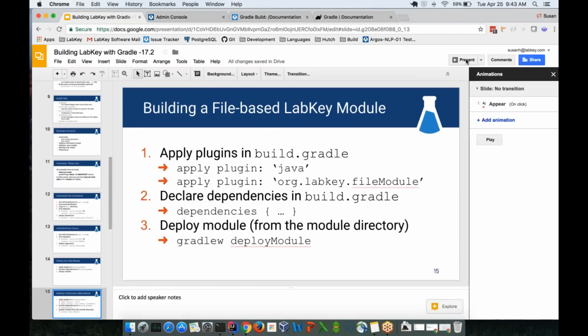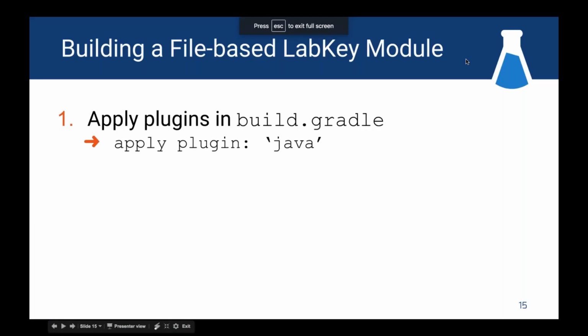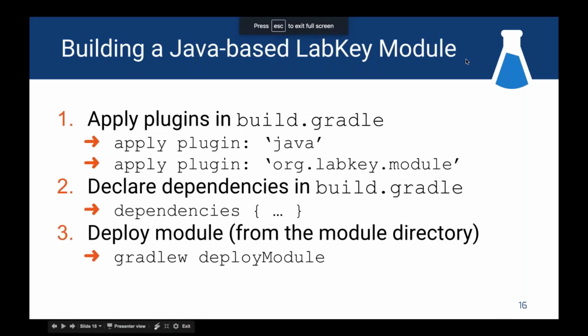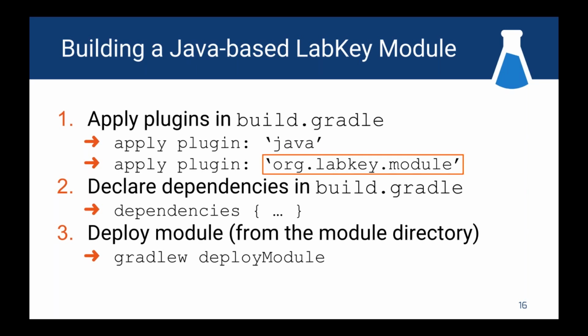So the next example is a Java-based module. Looks very much the same. The only difference is that you apply the Java plugin and the LabKey module plugin. And then the dependencies, you are more likely to have dependencies that you declare. So let's go look at that.